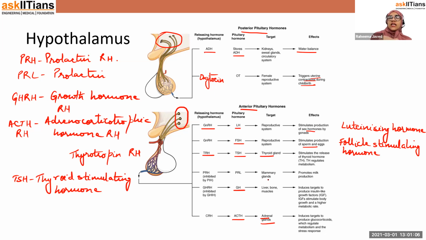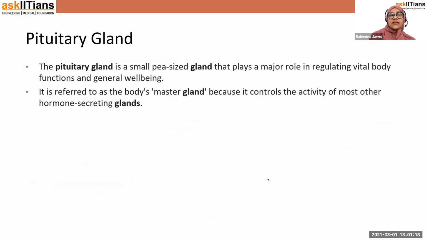Okay, so you see how the secretions of hypothalamus are affecting the secretions of both posterior and anterior pituitary. So let's move on to the next gland, that is a pea-sized gland known as pituitary gland, and it is known as the master gland because it is controlling the secretion of all the other glands.